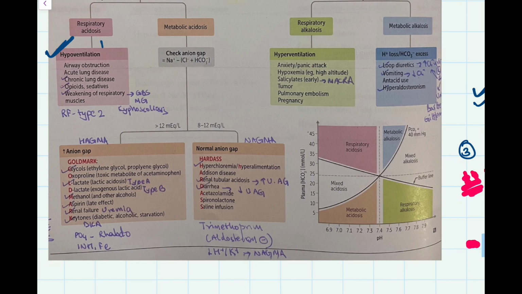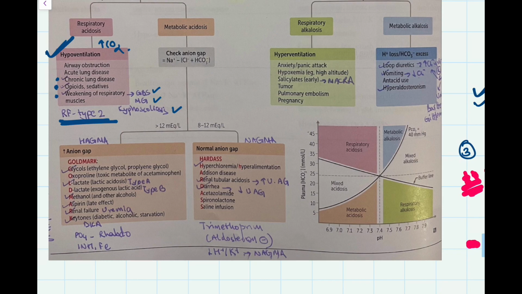Talking about causes of respiratory acidosis and respiratory alkalosis, the conditions of hypoventilation are usually responsible for respiratory acidosis because they will cause CO2 accumulation, right? So the examples are chronic lung diseases, opioids, or there is some weakening of the respiratory muscles, like in Guillain-Barré syndrome, myasthenia gravis, kyphoscoliosis, or type 2 respiratory failure.